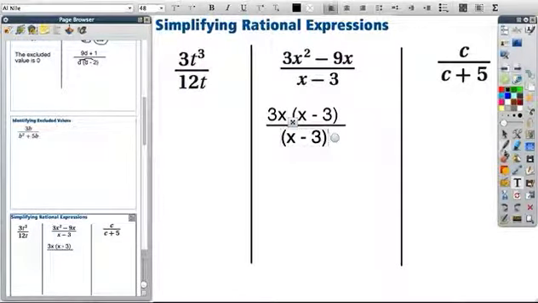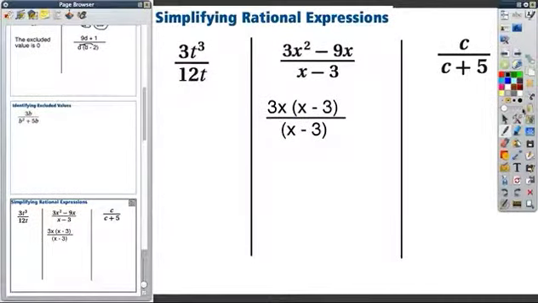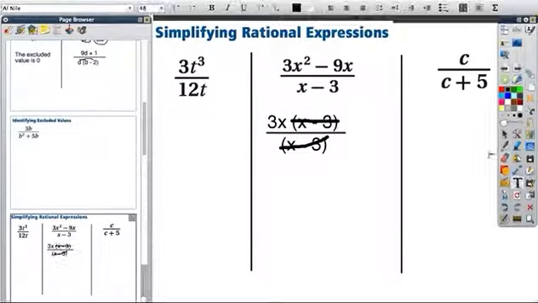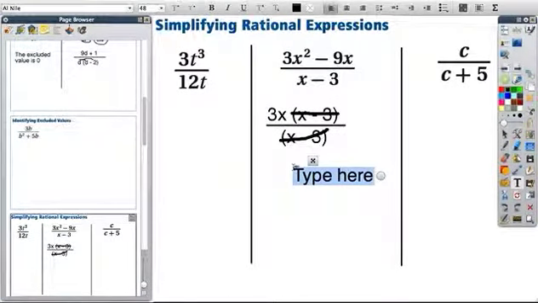Now here you're going to simplify. The x minus 3 cancels with x minus 3, and on top we're left with just 3x. On the bottom, we're left with 1. So the answer is just 3x. Now here, I think this one is going to be in simplest form. There's nothing that you can simplify for this one.